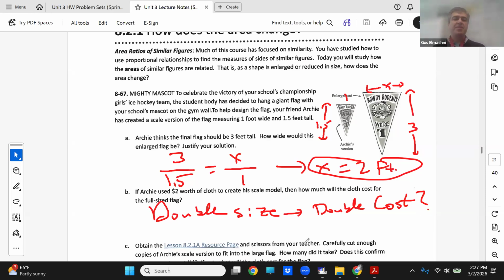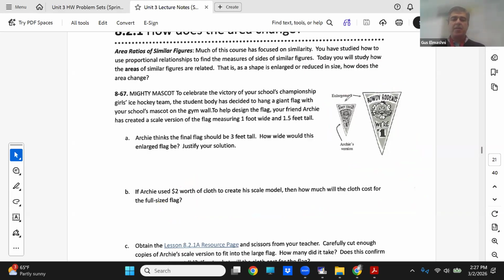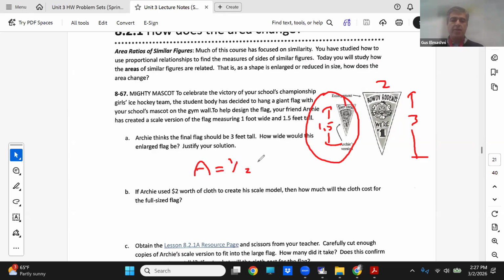Okay, let's talk about area, guys. Let's think about it. You guys should know how to find area. You guys are pretty comfortable with that. Because you're using a lot more cloth than double. Think about it. Actually, I'll just put 2 there. Okay, so let's find the area of the small flag. 1/2 times the base times the height. You should get 0.75. That's square feet, by the way.